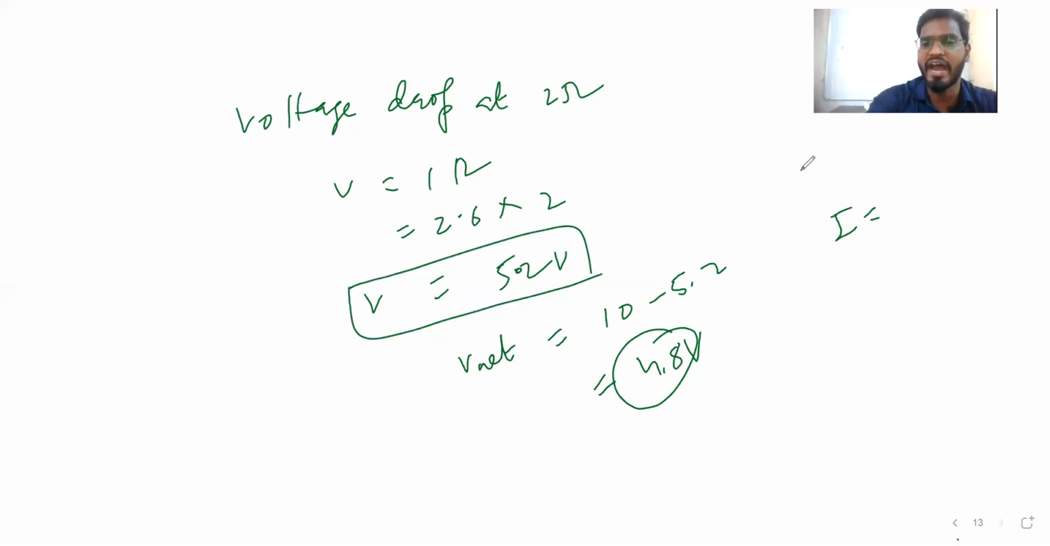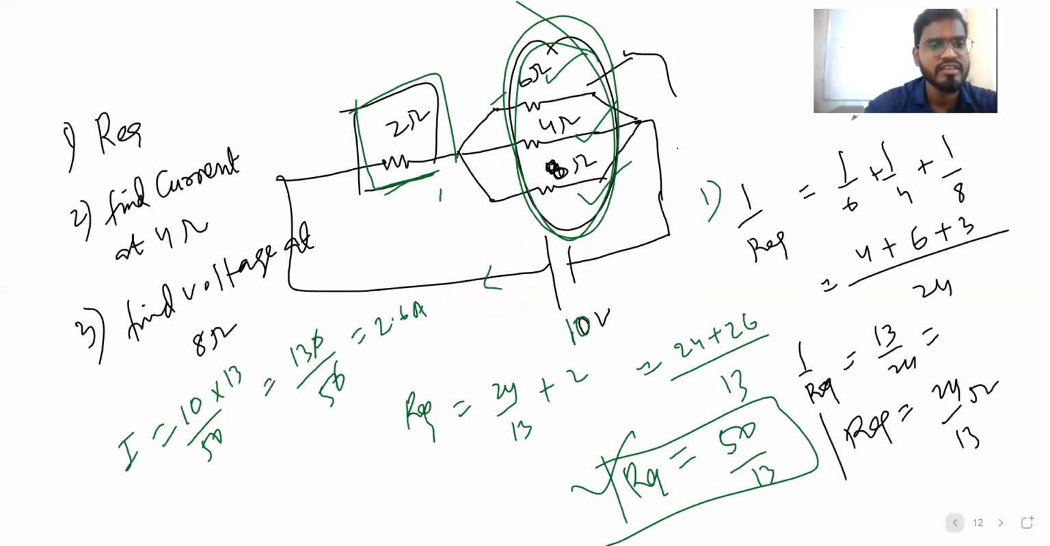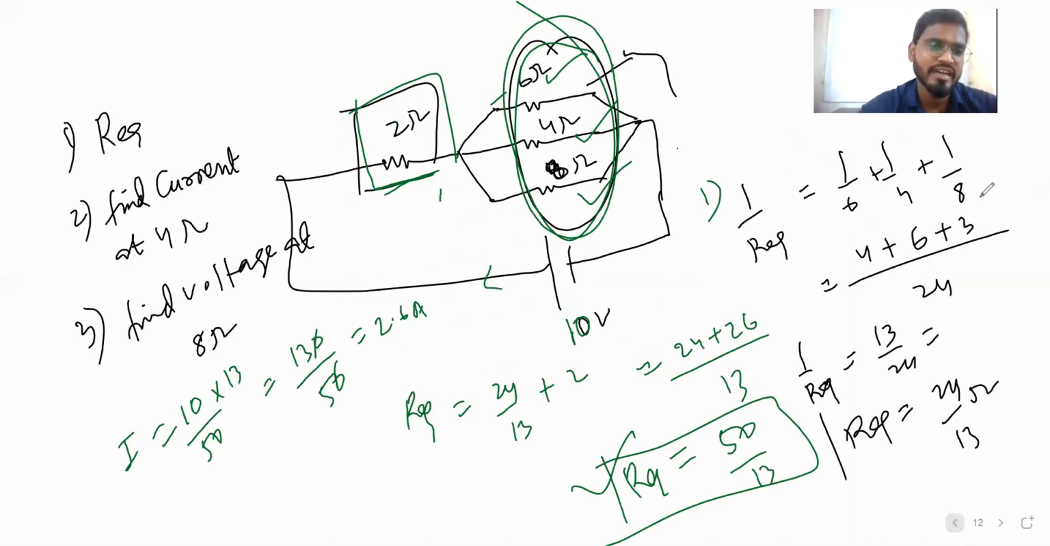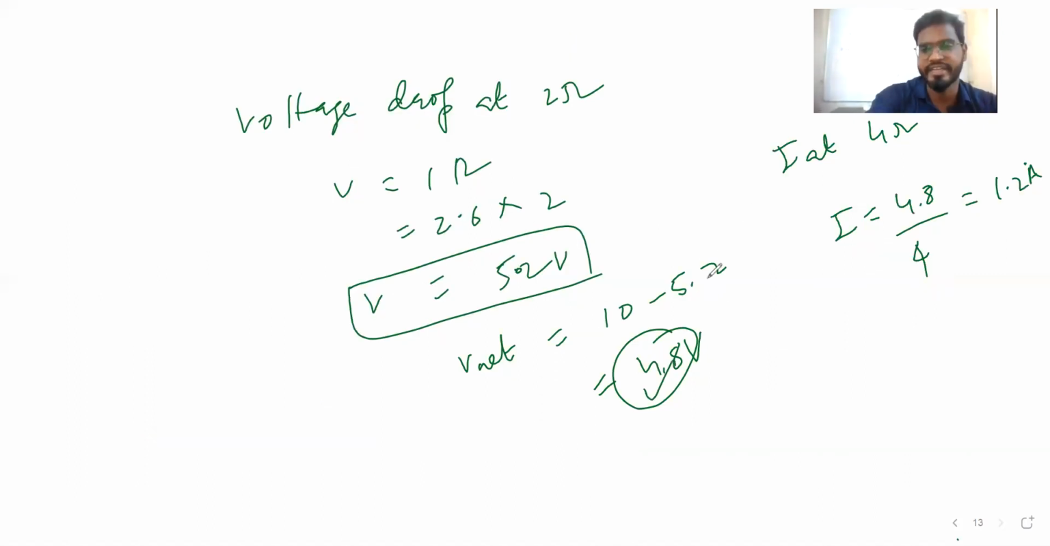So now we want to find the current at 4 ohm. I at 4 ohm, I is equal to V by R. V is 4.8 by 4, so it will be 1.2 ampere, right? Now they are asking, find voltage at 8 ohm. It is the same remaining thing, 4.8, that's it. So these types of question they may ask; now you guys can do it easily, right?